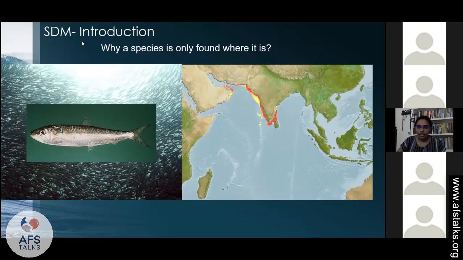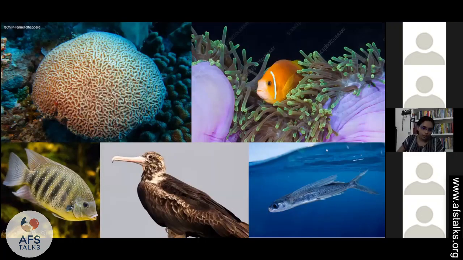Similarly, there are various species. The first one is Chagos brain coral. This is a species of brain coral which is only found in the Chagos Islands. The second one is a Maldives anemone fish, which is only found in the Maldives Islands. The third is very common Etroplus suratensis. And this one is a frigate bird, the Christmas Island frigate bird. Actually, this bird roams around the world, but only breeds in the Christmas Island of Indian Ocean. We all know that the Indian Ocean itself has a lot of islands like Lakshadweep, maybe Netrani, and Andaman and Nicobar, but it breeds only in Christmas Island. Why? And this is another species, a two-winged flying fish that is endemic to Atlantic waters.